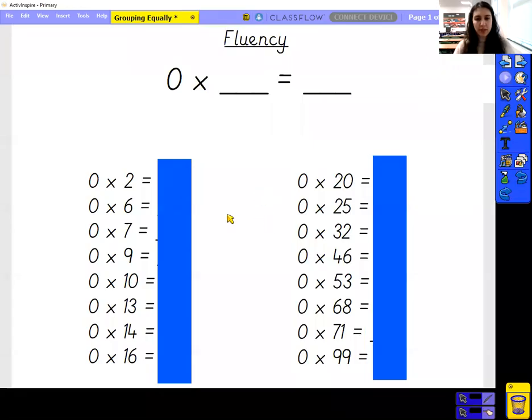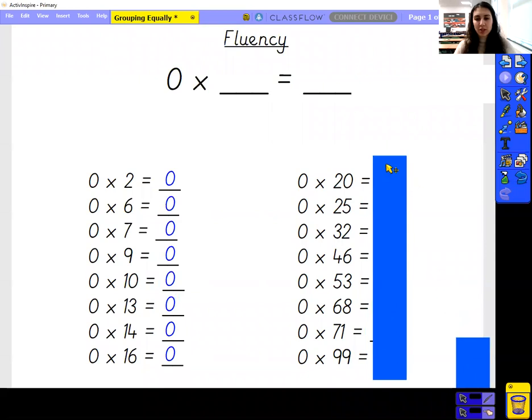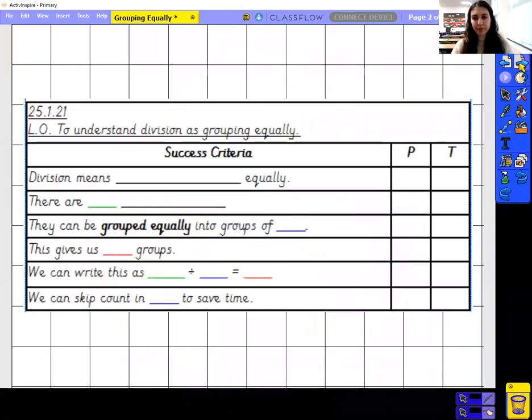Okay, hopefully you're ready to go through some answers now. Remember, all of these calculations have 0 as a factor. So whether we look at it as 0 groups of whatever our second factor is, or whether we've got 0 this many times, our answer for all of these questions will be 0. Super. So what we're going to do this week is start to look at division.